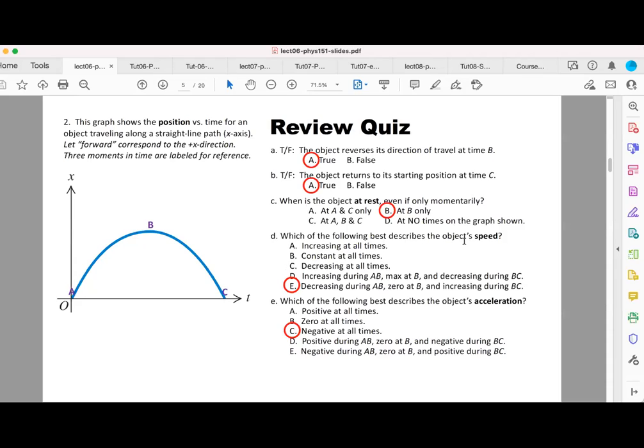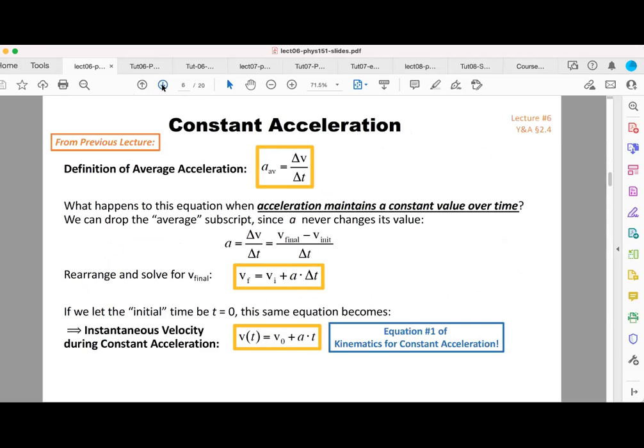Which of the following best describes the object's speed? Decreasing during AB, 0 at B, and increasing during BC. And which of the following best describes the object's acceleration? The object's acceleration is negative at all times. You will see this concept better in lecture number 7, so it will be way more understandable when you get there.